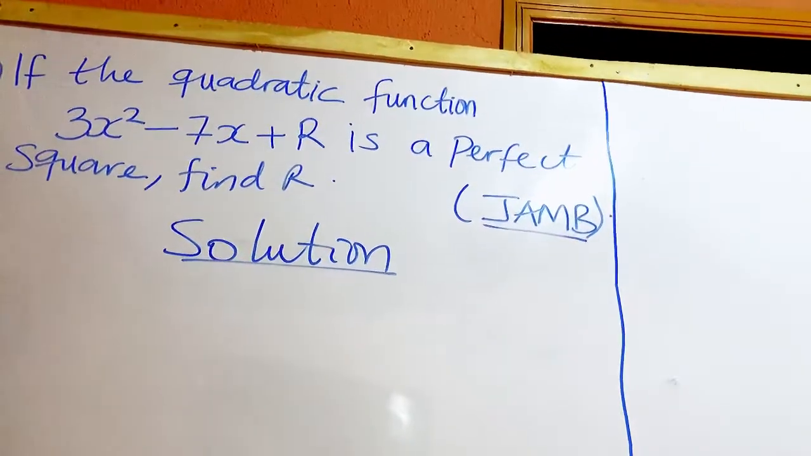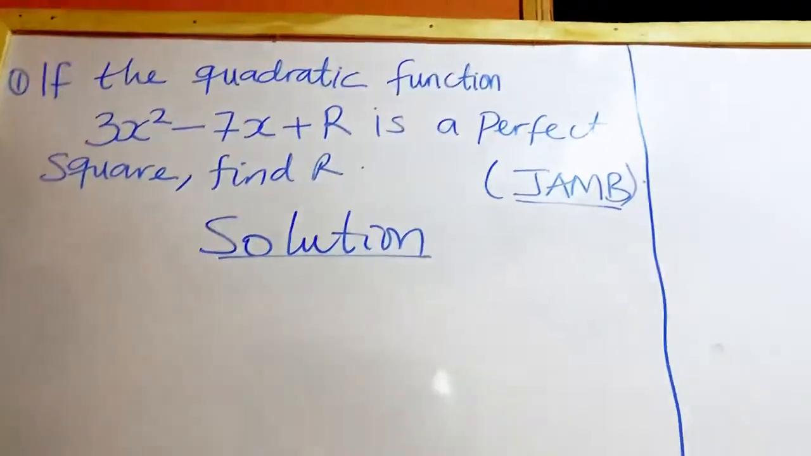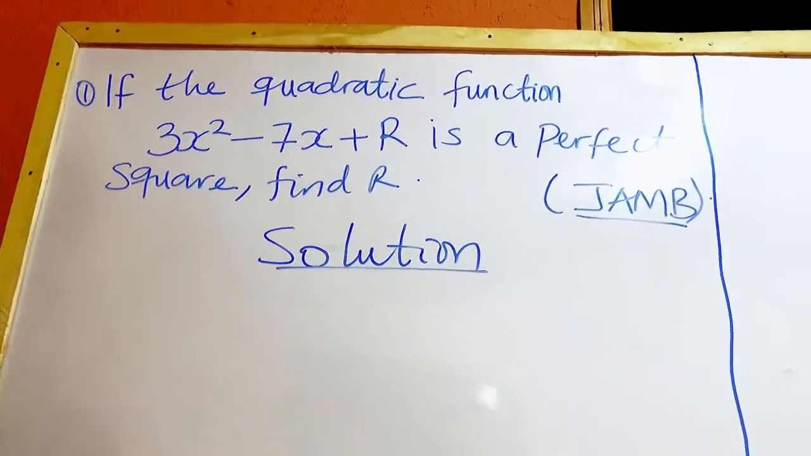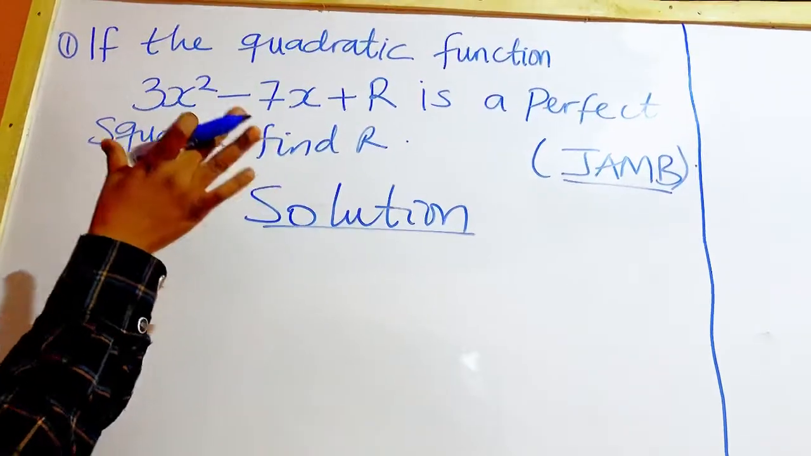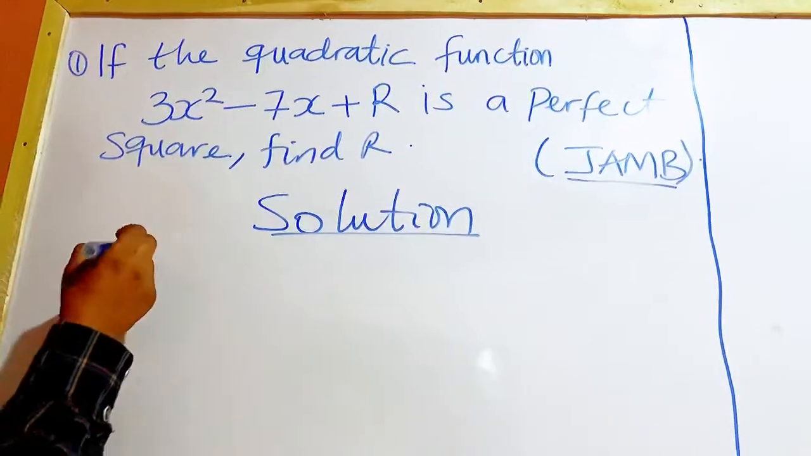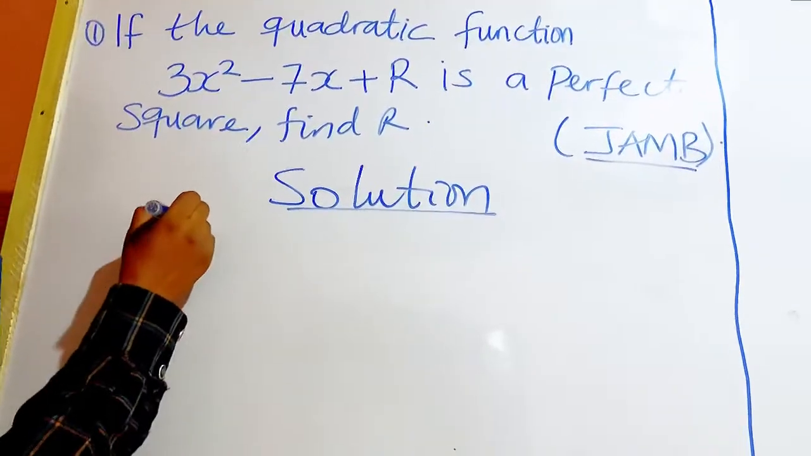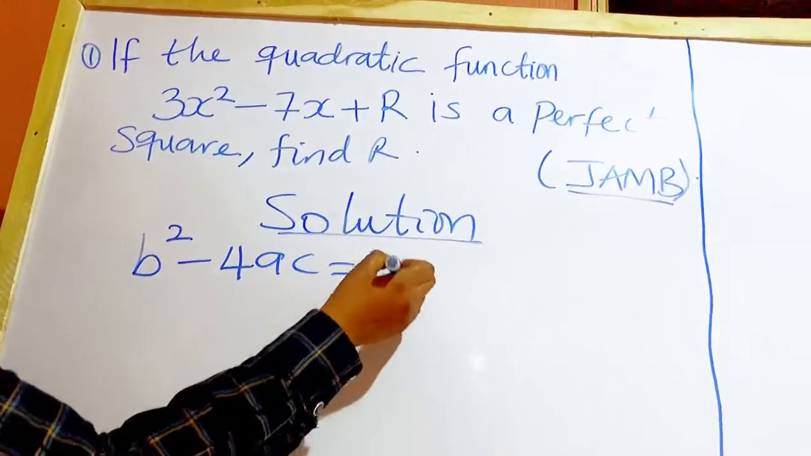If the quadratic function 3x squared minus 7x plus r is a perfect square, find r. Solution. For a quadratic expression or equation to be a perfect square, it has to follow this discriminant: b squared minus 4ac is equal to 0.